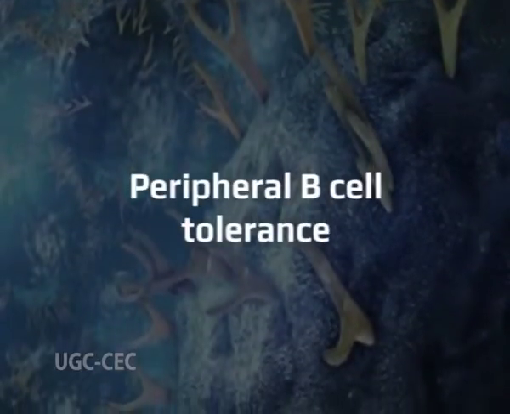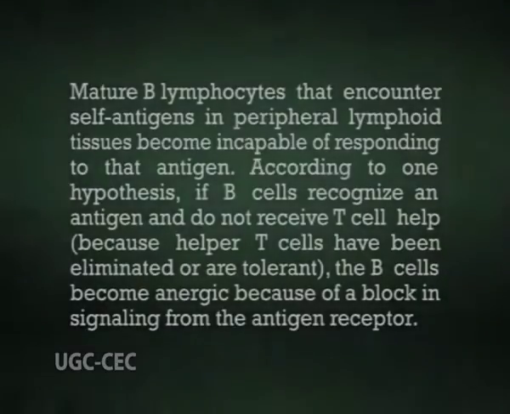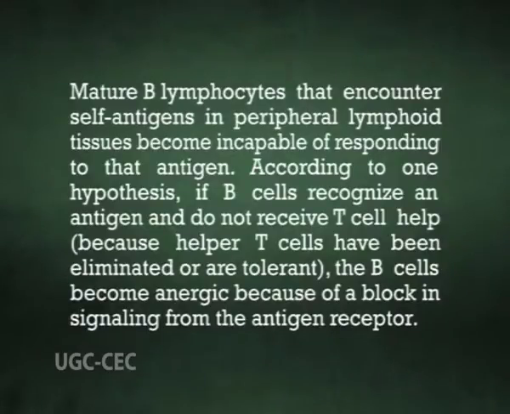Now let's see peripheral B cell tolerance. Mature B lymphocytes that encounter self-antigens in peripheral lymphoid tissues become incapable of responding to that antigen. According to one hypothesis, if B cells recognize an antigen and do not receive T cell help because helper T cells have been eliminated or are tolerant, the B cells become anergic because of a block in signaling from the antigen receptor.